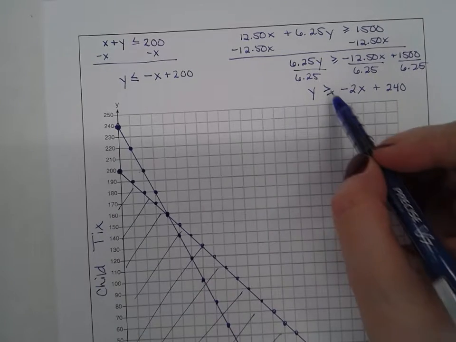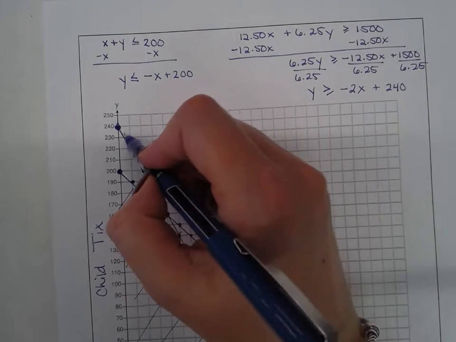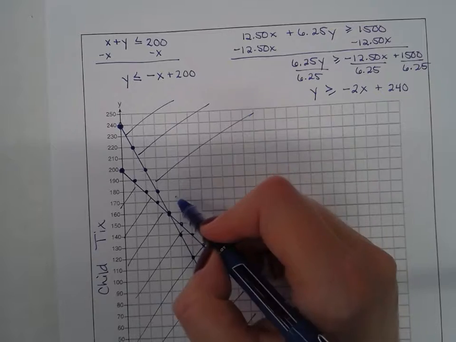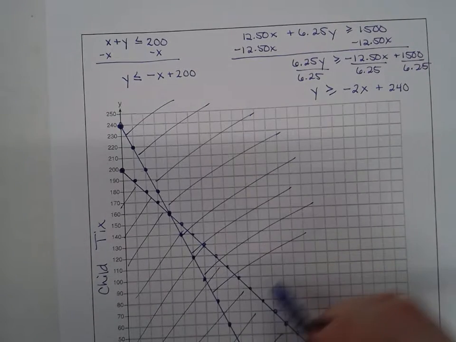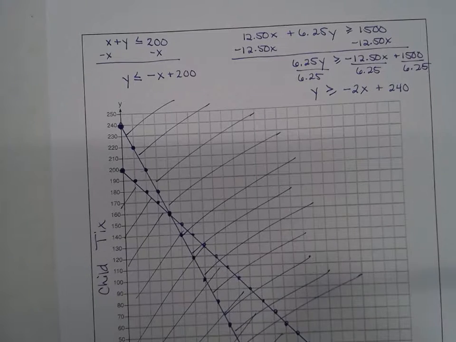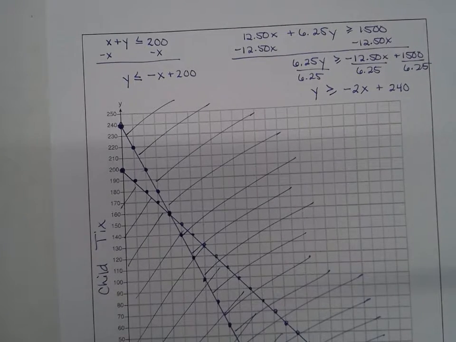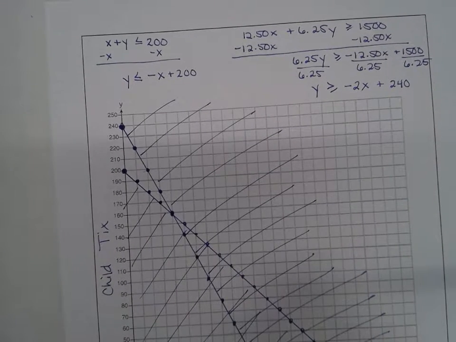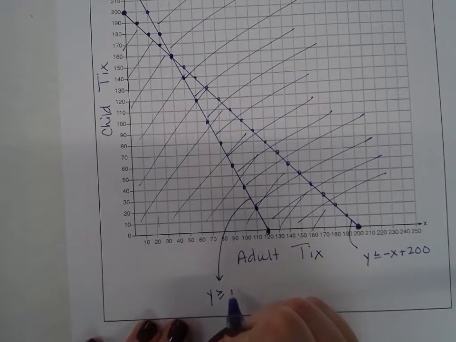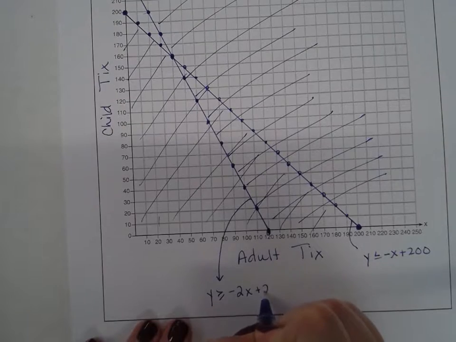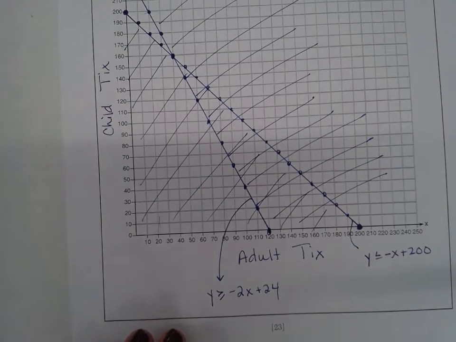Y is greater than or equal to. Greater than means I want to shade above this line. So I'm shading above this line. And I have to label it, so I'm just going to draw a little arrow. Y is greater than or equal to negative 2x plus 240. So I've got everything labeled.